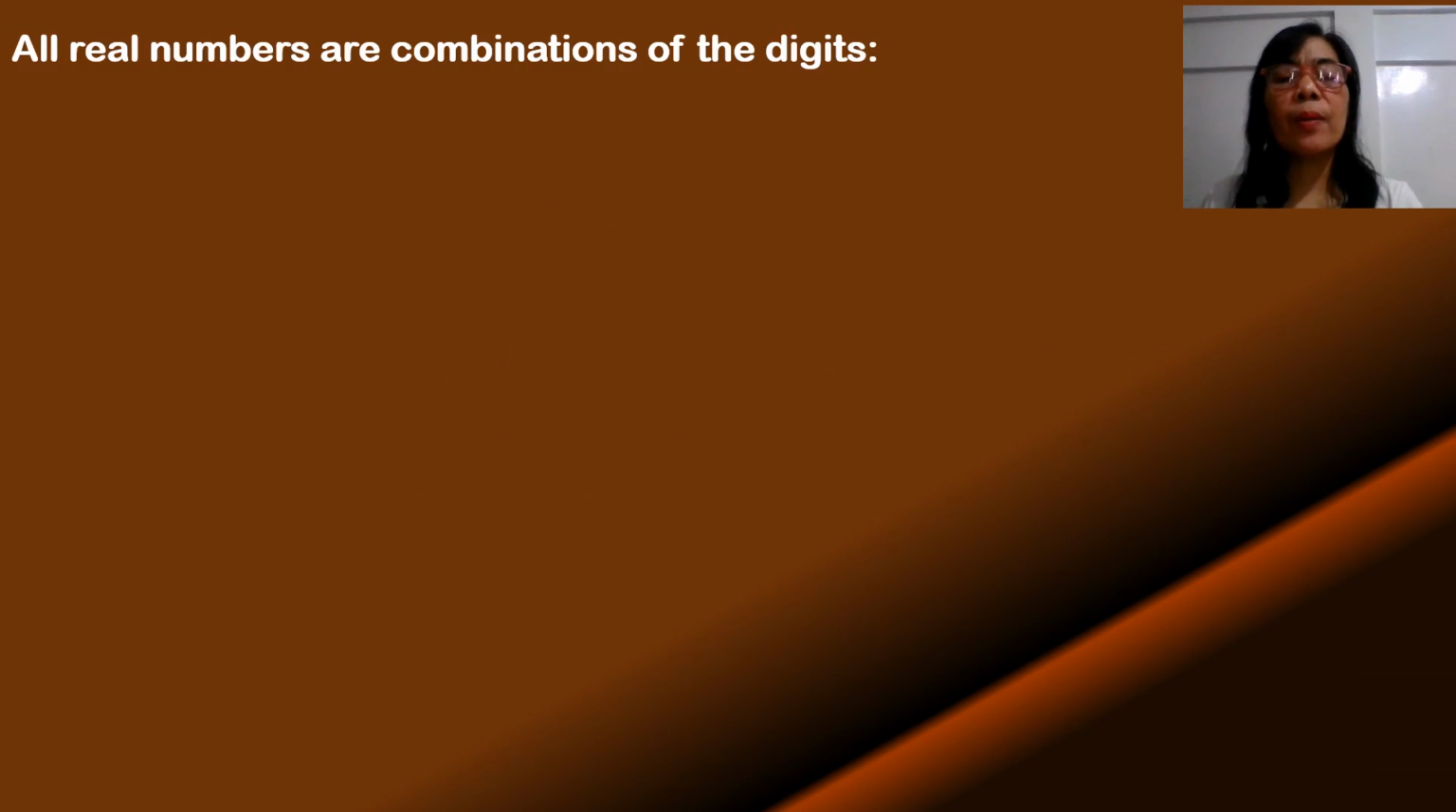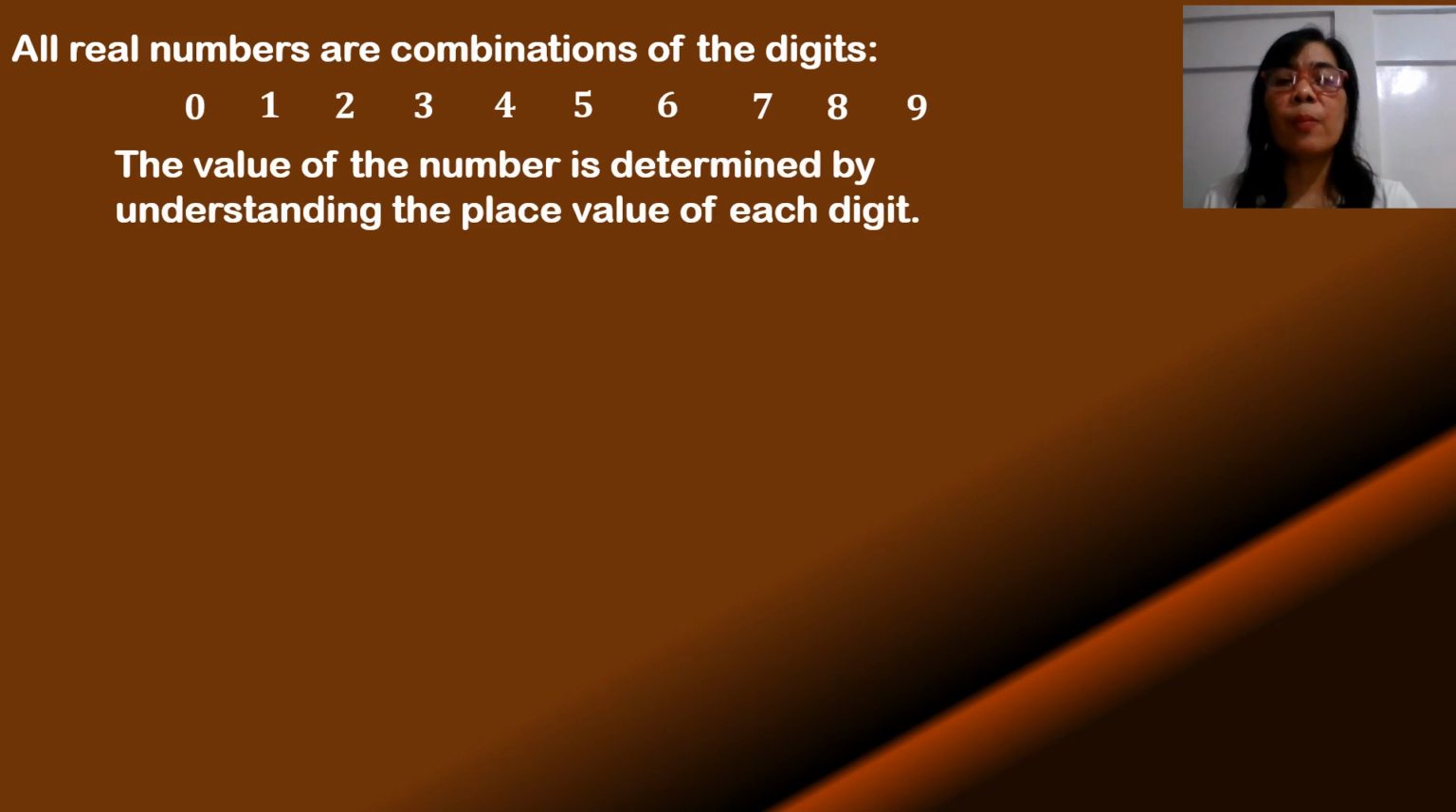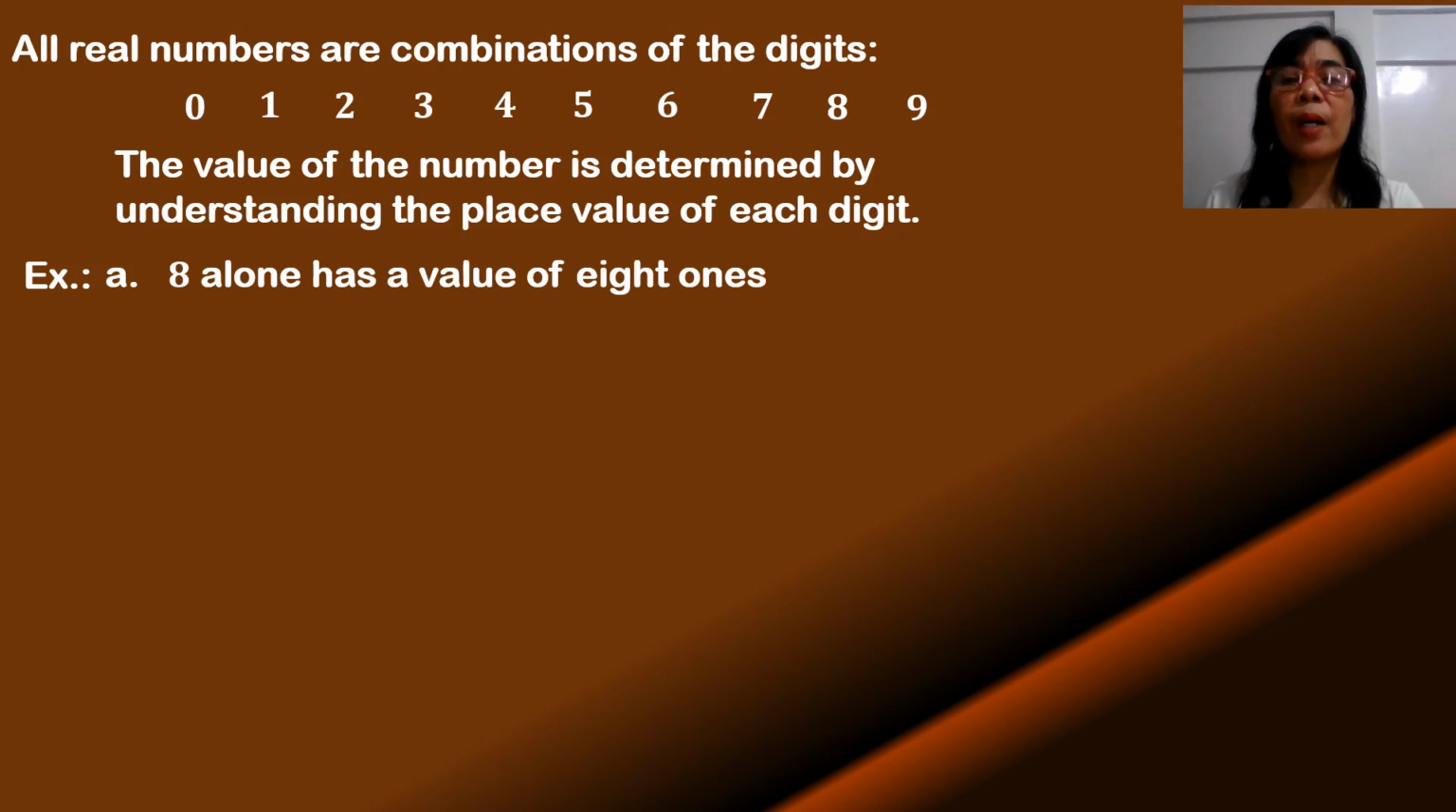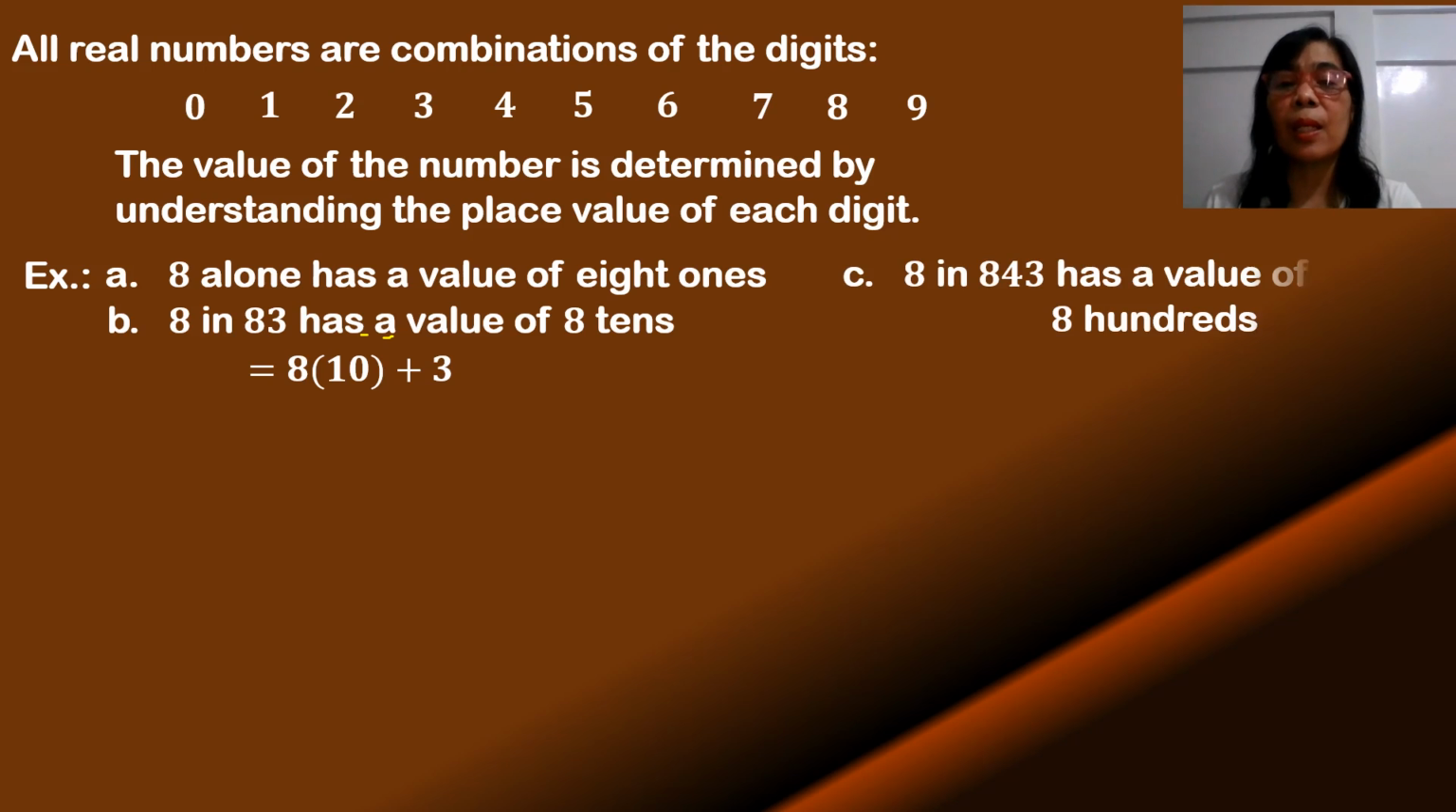Let us recall that all real numbers are simply combinations of the digits 0, 1, 2, 3, 4, 5, 6, 7, 8, and 9, and that the value of a number is determined by understanding the place value of each digit. Examples: 8 alone has a value of 8 ones, or we call it 8 units. 8 in 83 has a value of 8 tens. That means in number 83, there are 8 tens and 3 ones. So we can write this as 8 times 10 plus 3.